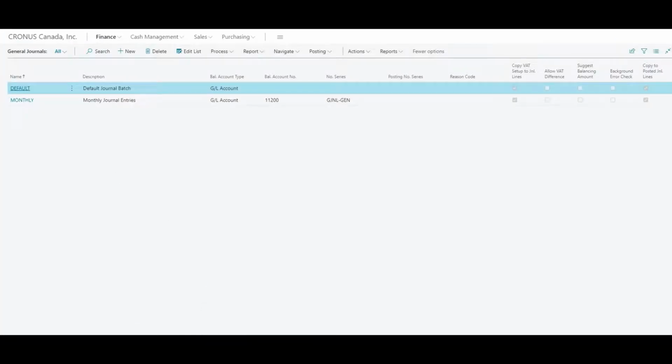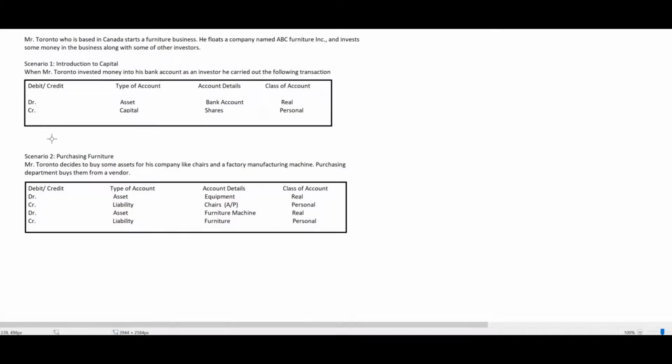Okay, let's go back to our second scenario. Now, once we have some of the money of the capital, we're purchasing furniture. So Mr. Toronto decides to purchase some assets for his company, like chairs and a factory manufacturing machine. The purchasing department buys something from their vendor. In our case, there will be 4 transactions. Debit and credit always go together, so 4 in total.